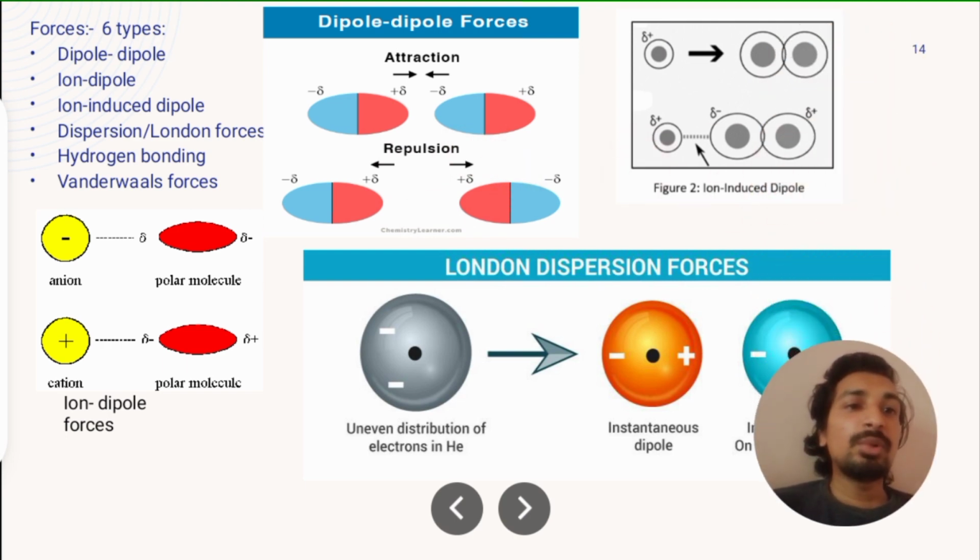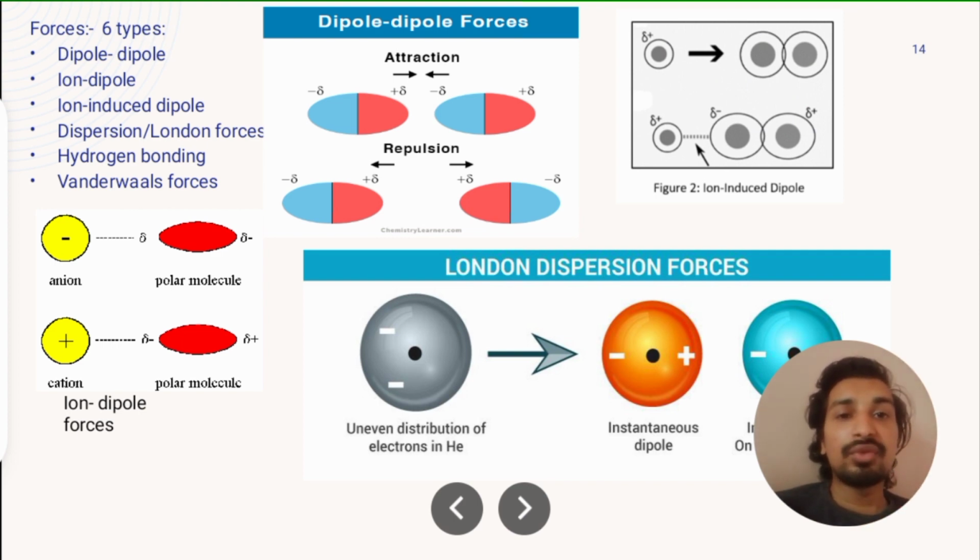And ion-induced dipole means if you take an ion near a neutral atom, that neutral atom's charges get separated. The side towards the positive ion becomes negative, and because of that there is an attraction. And this positive side is attracted to some negative atom there. Okay, like that, it forms bonds.